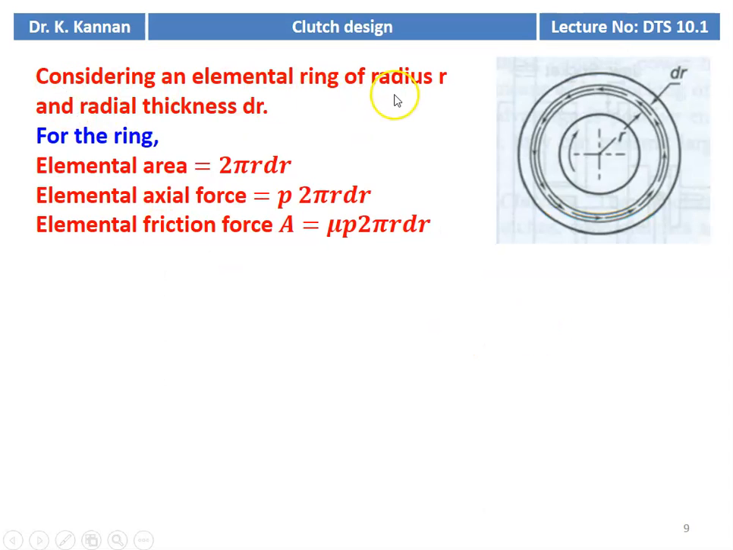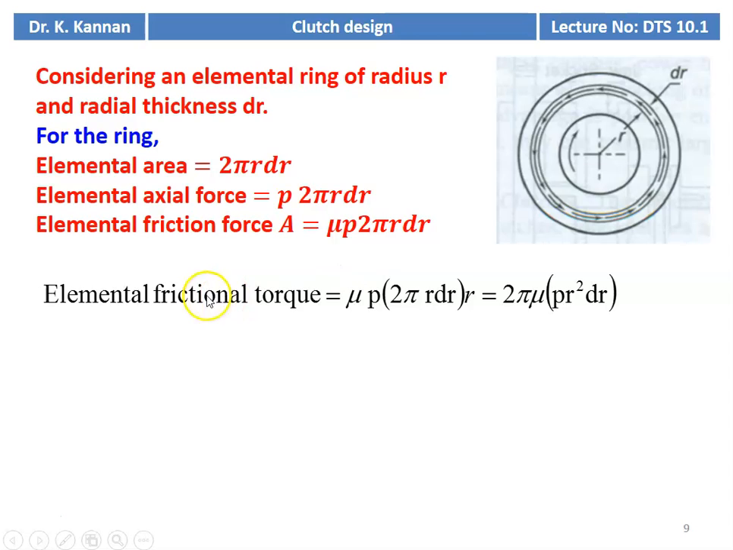So we'll calculate. Considering an elemental ring of radius r and thickness dr, the elemental area is 2 pi r dr. The elemental axial force is p, the intensity of pressure, into the area 2 pi r dr. That is, intensity of pressure into area gives the axial force. Elemental frictional force equals mu p into 2 pi r dr, multiplying the elemental axial force with the coefficient of friction mu. And the elemental frictional torque equals mu p into 2 pi r dr into r, since torque equals frictional force into the radius at which it is acting. Rearranging, 2 pi mu p r square dr is the elemental frictional torque.